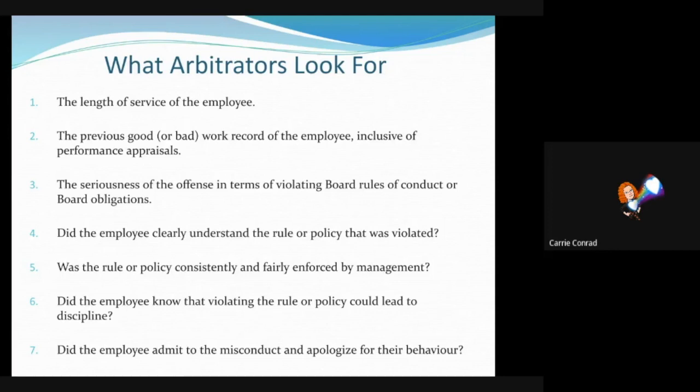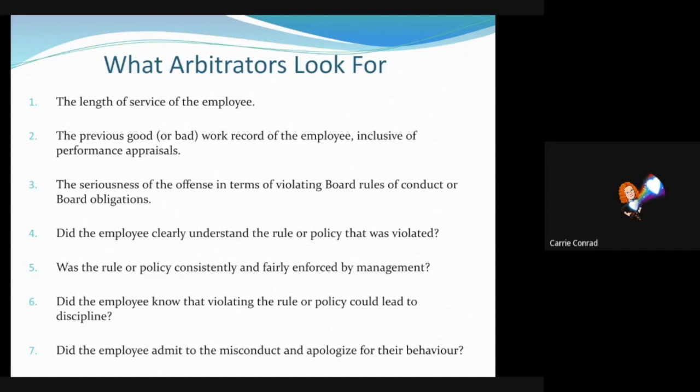So again, we're going to ensure that the employee knew they were violating the rule or policy and that it could lead to discipline. Is this a policy that has been communicated? Or is it simply a policy that resides somewhere on the board website that no one has ever paid any attention to or discussed with staff, but suddenly we're applying these expectations and expecting employees to understand that a violation would result in discipline?